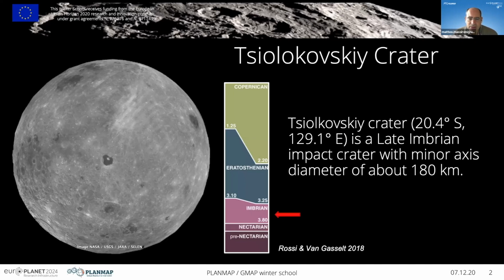Here you see the periods of the moon: the pre-Nectarian, Nectarian, Imbrian, Eratosthenian, and Copernican periods, with the different absolute ages that separate the different stratigraphic periods. The periods are named after big impacts that happened during the evolution of the moon.